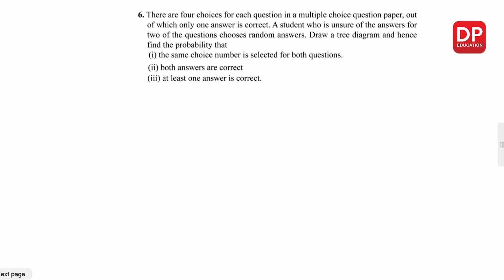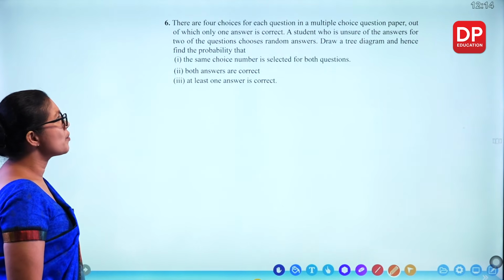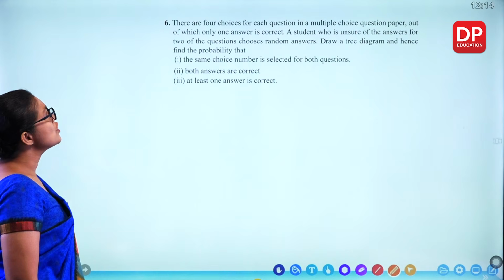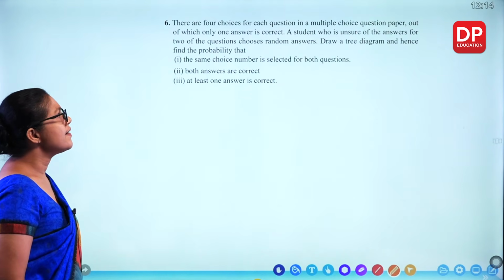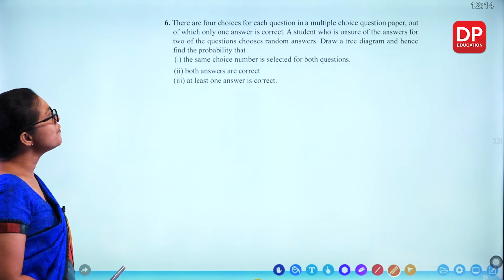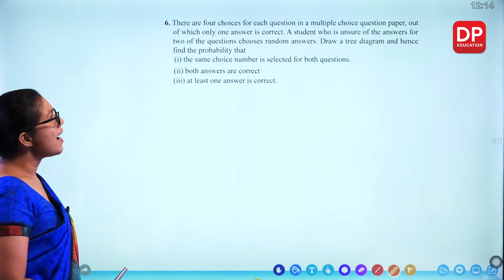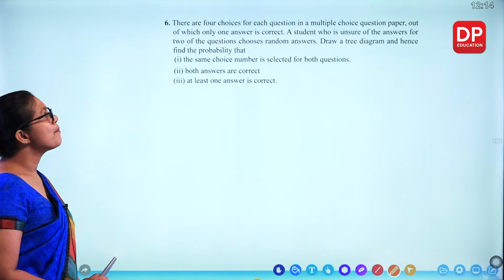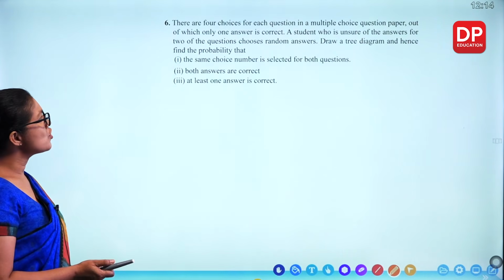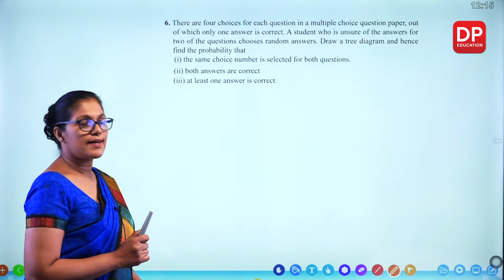Question number 6. There are 4 choices for each question in a multiple choice question paper, out of which only one answer is correct. A student who is unsure of the answers for 2 of the questions chooses random answers. Draw a tree diagram and hence find the probability that the same choice number is selected for both questions, both answers are correct, and at least one answer is correct.